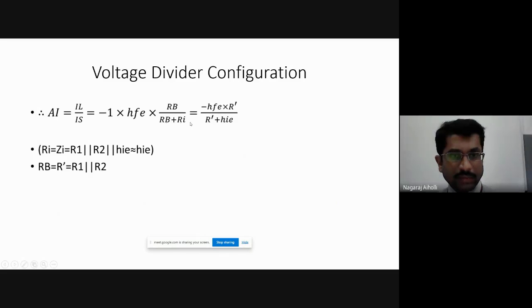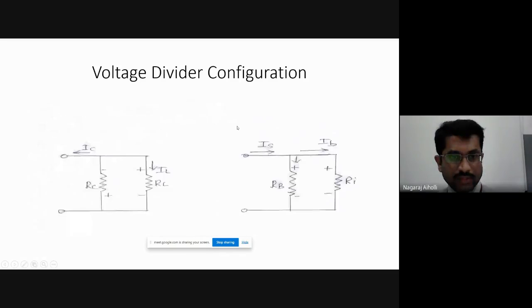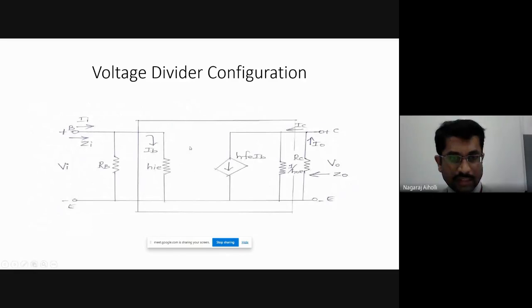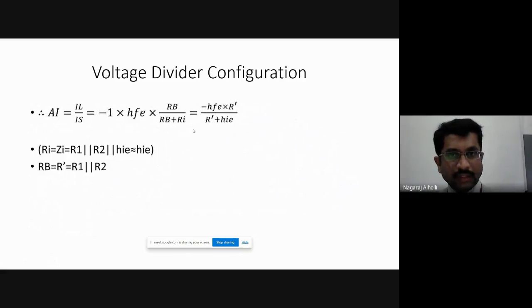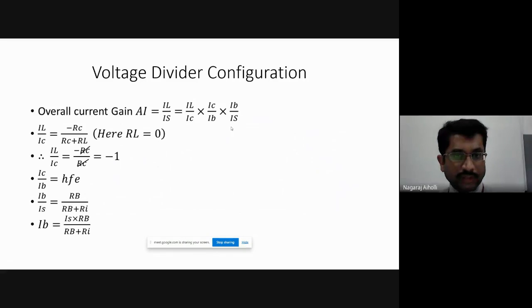Next is this RB plus RI. So RI, that is Zi, that is R1 parallel R2 parallel HIE. That is approximately equal to HIE. So we are getting here the value of RI as HIE. This input resistance here, if you see here, is nothing but simply HIE. That is RI, HIE, this one. Okay, that is written here. Then instead of RB I'm writing it as R dash. The final equation will be current gain is equal to minus HFE into R dash divided by R dash plus HIE. Okay, so here we have derived the performance parameters of the voltage divider configuration.